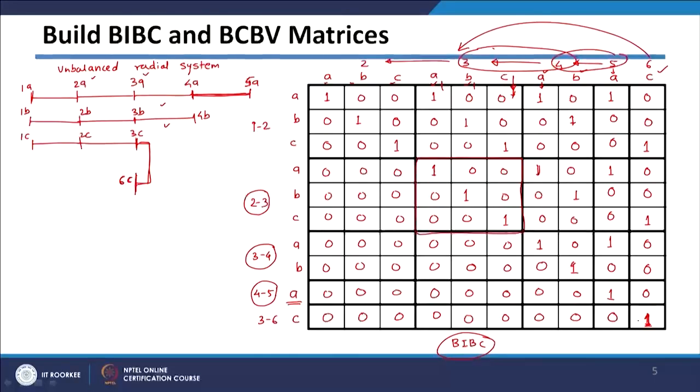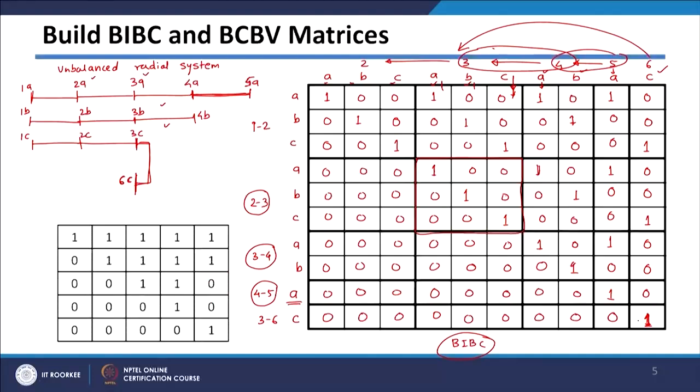And if you compare the BIBC matrix of a similar system, we have considered a balanced 6 bus system and this unbalanced 6 bus system. You can see that the structure is similar, only in this case we are getting the matrix depending upon the phases. So, instead of 1 here, since all the 3 phases are existing between 1 and 2, we are getting a 3 by 3 unity matrix.